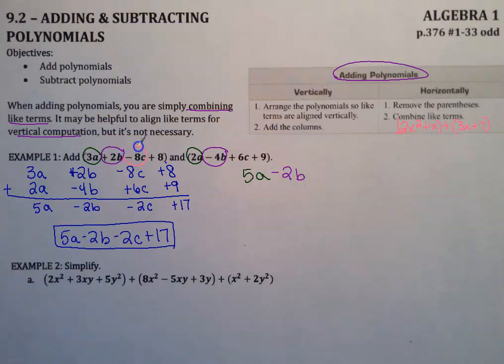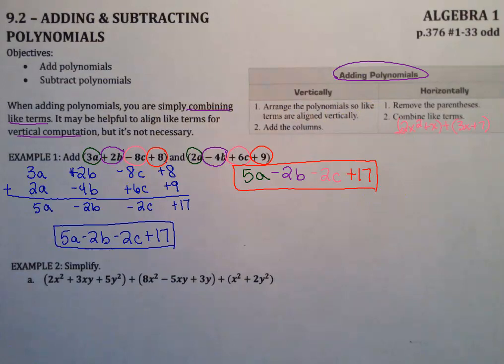Then we have a negative 8c and a positive 6c. So negative 8 plus 6 is negative 2c. Notice we're getting the same answers that we got here. And our last one, we have a positive 8 or plus 8 and a plus 9, a positive 9. So that's going to give me a positive 17. I get the exact same answer no matter which way I line it up. But you need to do which one is helpful for you, okay, and the most beneficial.